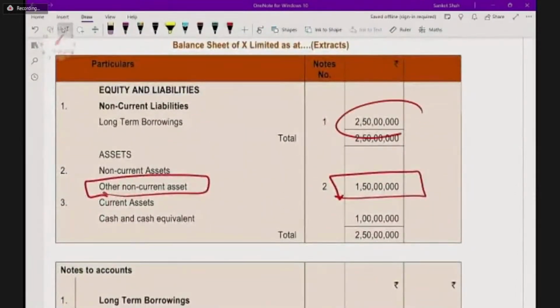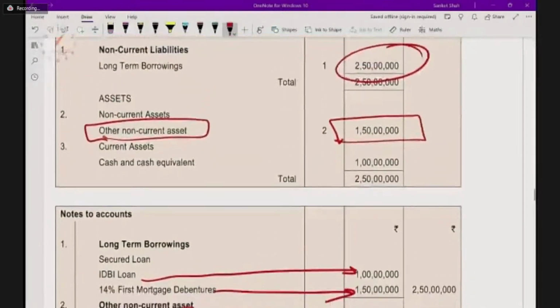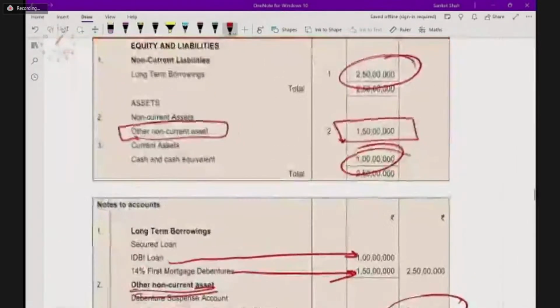And how to present it in the balance sheet? Equity and liabilities. Now you have two loans, IDBI also and first mortgage also, 2 crore 50 lakhs. Second option, yes. And debenture suspense will be shown under the head other non-current assets. And cash, you got 1 crore. And this is how you are going to tally your balance sheet.